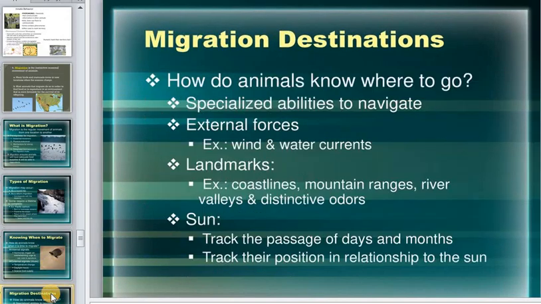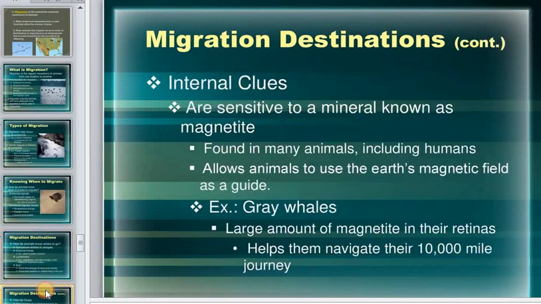And how do animals know where to go? They have abilities to navigate, and of course memory, or landmarks like sun orientation, the passage of days and months. So it is a very difficult question.